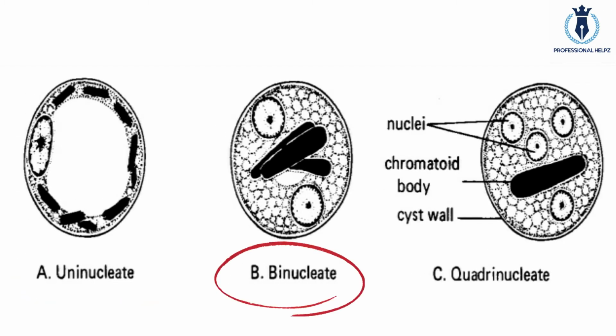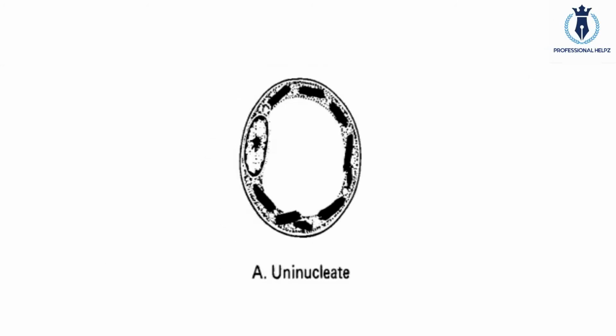Cystic stage. The cyst is spherical in shape. There are 3 types of cyst: early cyst, binucleate cyst and mature quadrinucleate cyst. Early cyst contains a single nucleus, a mass of glycogen and chromatid bodies.